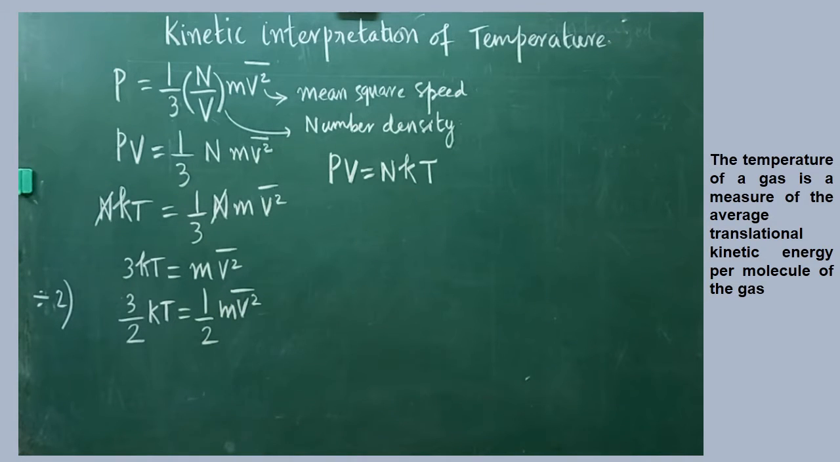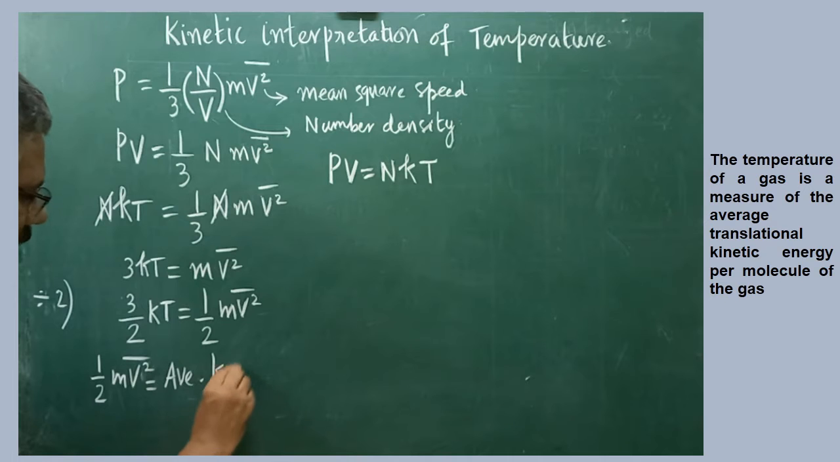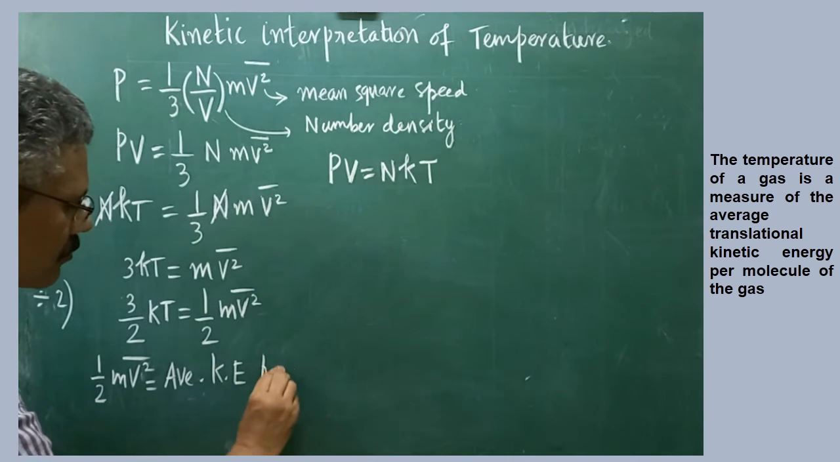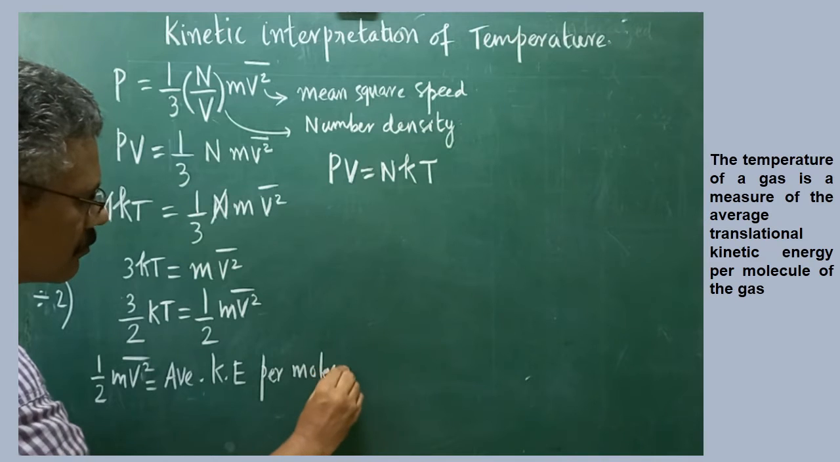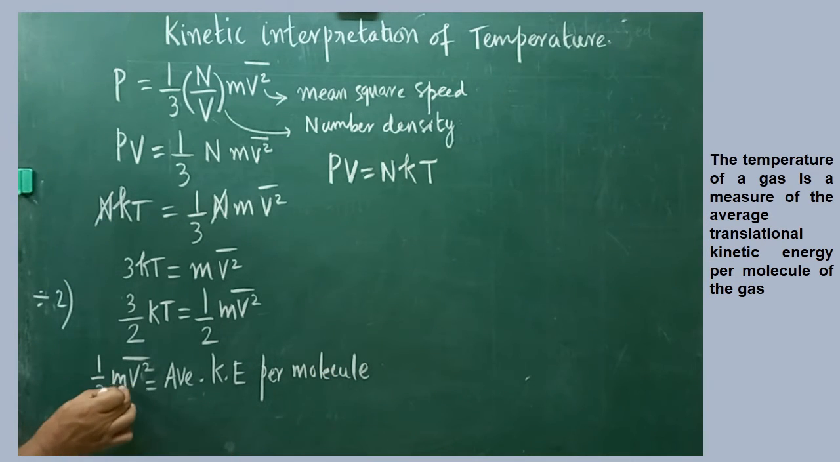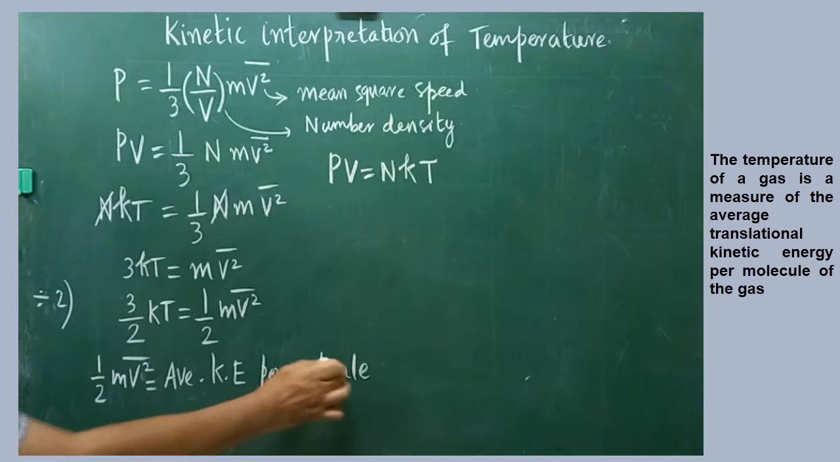Are you clear? Now we can write this factor clearly on this side. So what is half m v square bar? That is nothing but average kinetic energy per molecule. Are you clear? I will write it here. Half m v square bar is nothing but the average kinetic energy per molecule.